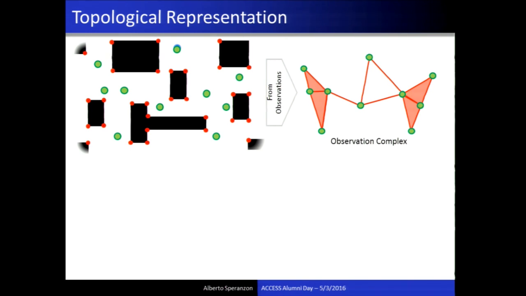So given an observation, there is an edge if two observations share at least one common landmark. So this means that these two observations probably share this landmark, probably more than that, but at least one landmark was seen from both observations. And a triangle, a two-simplex, exists if at least one landmark was seen from three observation points, and so on and so forth.